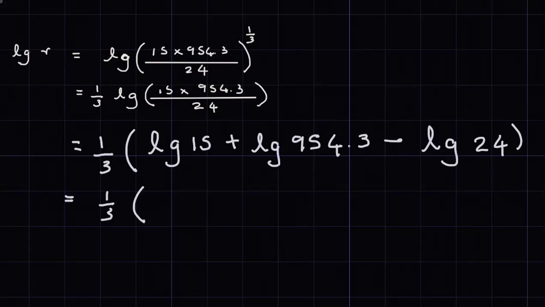So you have to use the log table. But before you use the log table, you have to decide what's going to be the characteristic. The mantissa can be found using the log table, but the characteristic should be decided before you go to the log table. So what is meant by the characteristic? What should come to the yellow blank here for log 15?